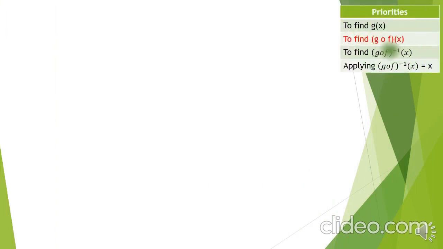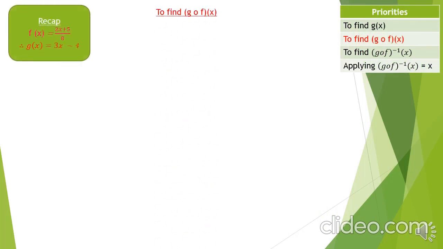It's in the red, which means in our recap we have only found that f(x) and g(x) are given, isn't it? We need f(x) and we need g(x), so both are in the recap. So to find (g∘f)(x), it is equal to g(f(x)). Why? Because f will take the input first, and if x is the input, then f(x) is the output, so that is (2x + 5)/8. Now g((2x + 5)/8).